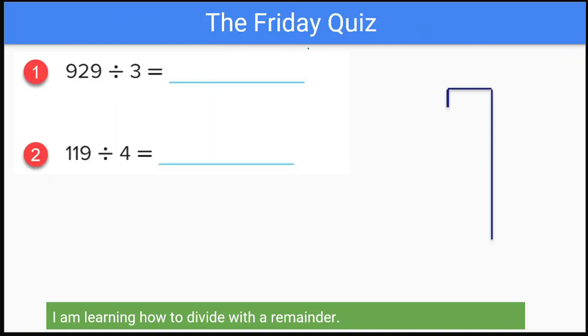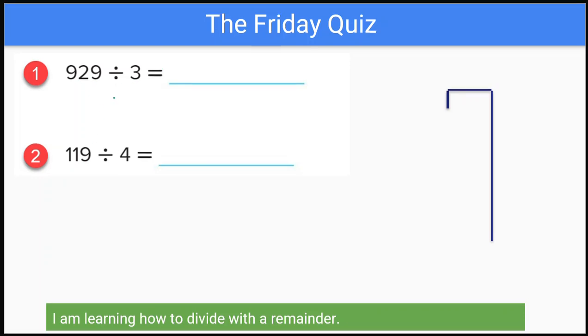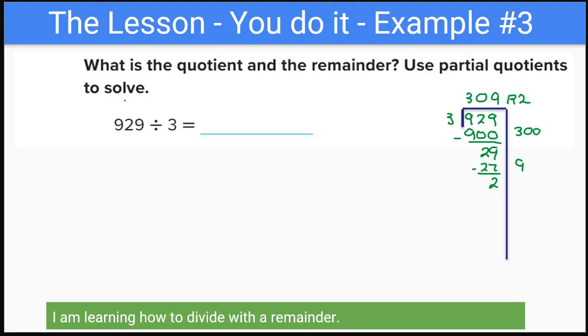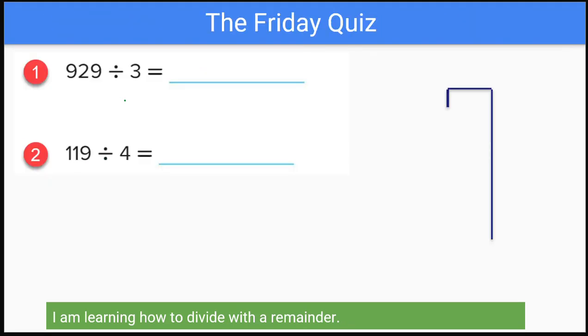Let's take a look at the Friday quiz. We got 929 divided by 3 and 119 divided by 4. Let me back up here a second. We just did 929 divided by 3 right there, so we're doing 119 divided by 4 right here. Let's put this in here, right? 119. Some teachers say you got to put it in the house. Fine. And divided by 4. This is the dividend. This is the divisor.